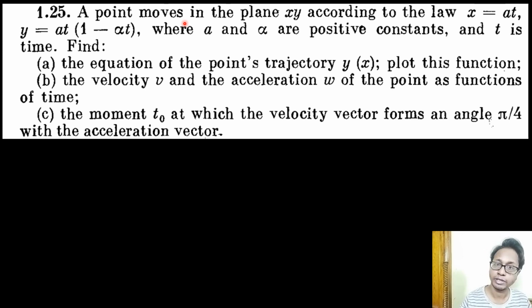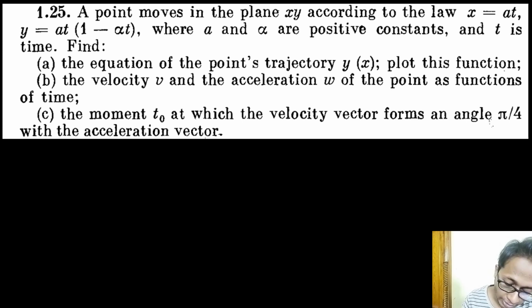So let's read this question out here. A point moves in a plane xy according to the law x equals a t and y equals a t (1 minus alpha t), where a and alpha are positive constants and t is time. That means the x component of the equation with respect to time is given by this one and the y component is given as this one. The question is asking to find the equation of the point's trajectory y(x) and plot this function. That means find y as a function of x, which should be independent of time.